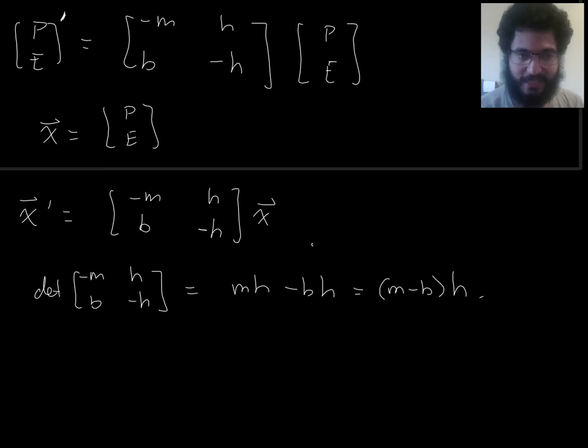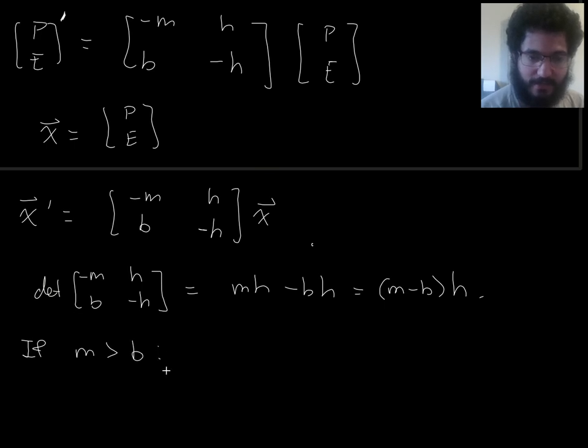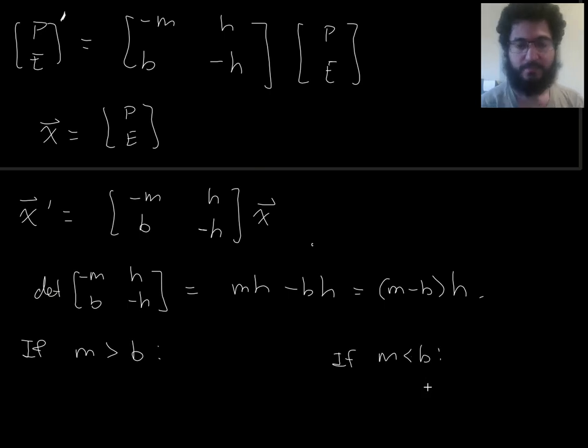So now we're seeing an interesting pair of cases here. If m is bigger than b, something will happen. If m is less than b, something will happen. So if you want, I'd suggest you pause the video now and, without writing anything down, just think through what you think are the differences in the behaviors.